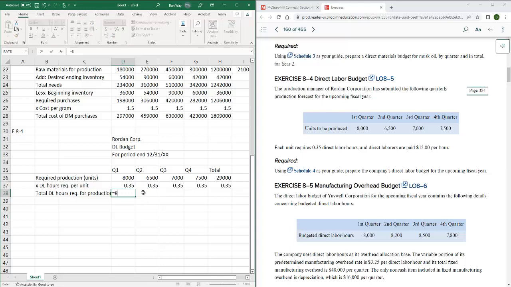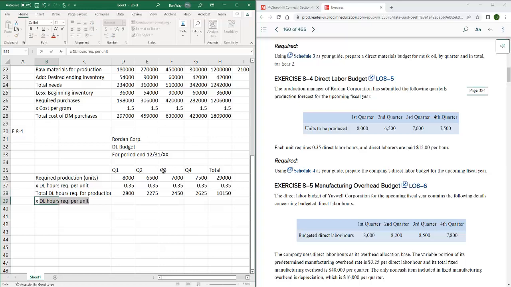So in Q1, that's 8,000 units times 0.35 hours, or 2,800 hours. In Q2, 6,500 units times 0.35, 2,275 hours. Here's my Q3, my Q4, and then again the year as a whole. 29,000 total units times 0.35 hours, or a little over 10,000 labor hours.